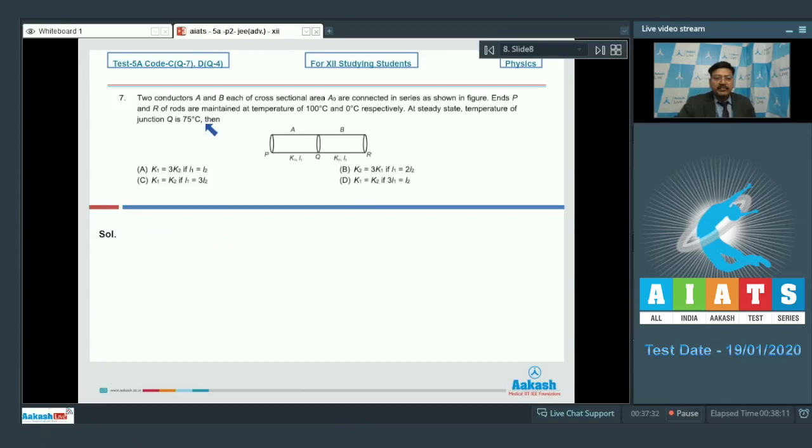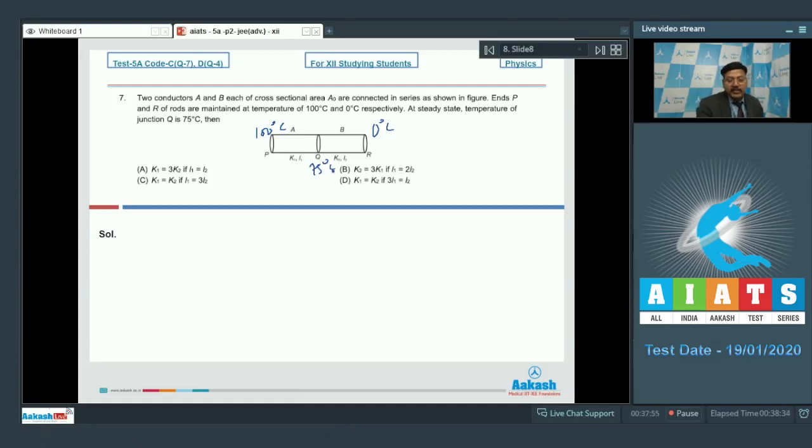Well, clearly the question is from the topic heat transfer by conduction, and it's a steady state conduction. We have been given that temperature at this junction P is 100 degrees C, and at R it is 0 degrees C, and at Q is 75 degrees C.